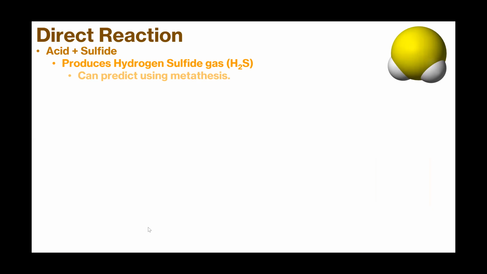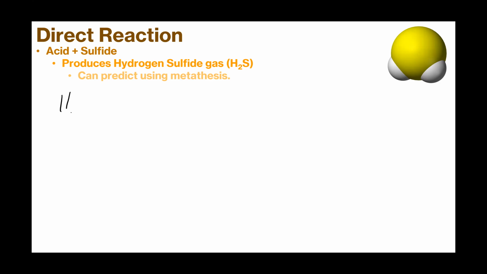Okay. All right, there are two ways for this to happen. One way is through a direct reaction. The only one we're going to talk about in terms of a direct reaction is taking whatever acid we want, reacting with anything that has a sulfide in it, and this will produce H2S gas. And we can predict this using the metathesis.